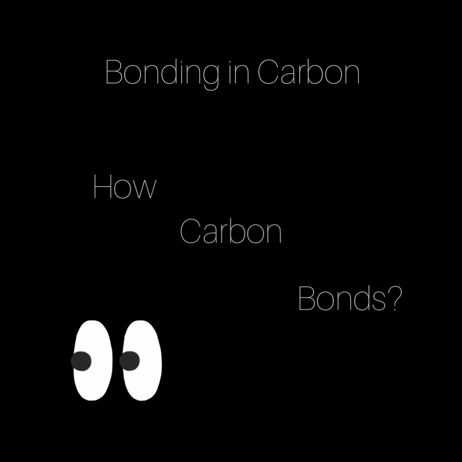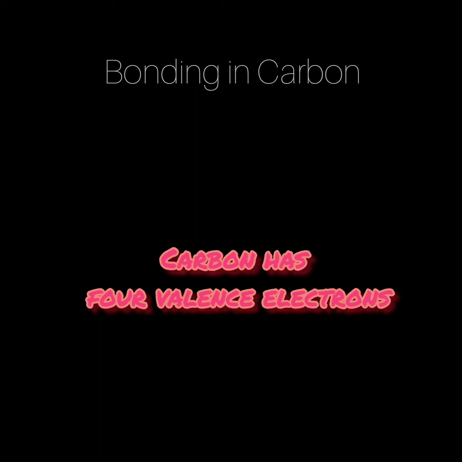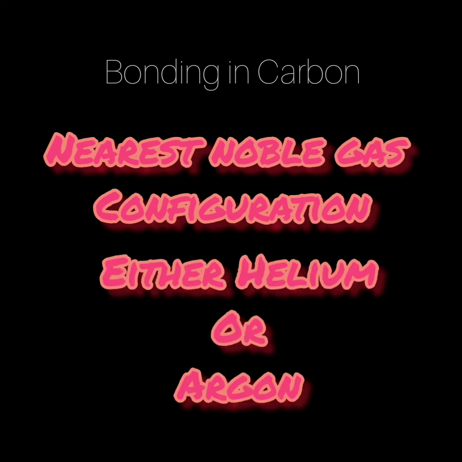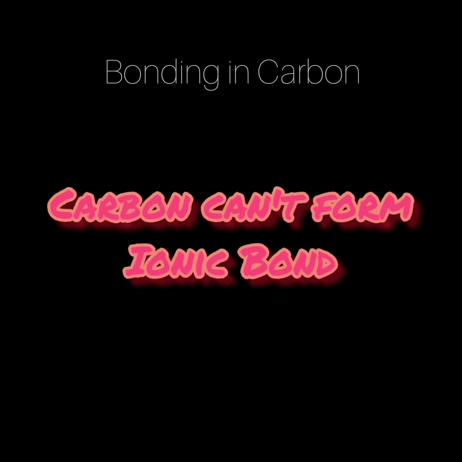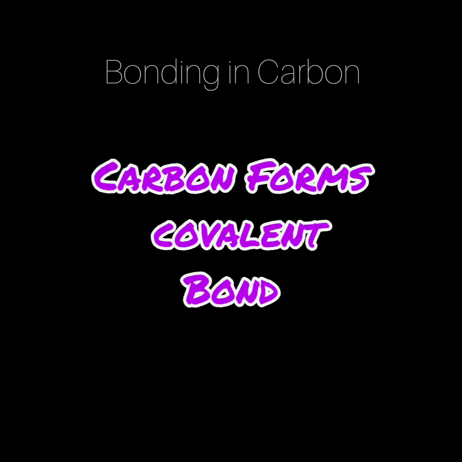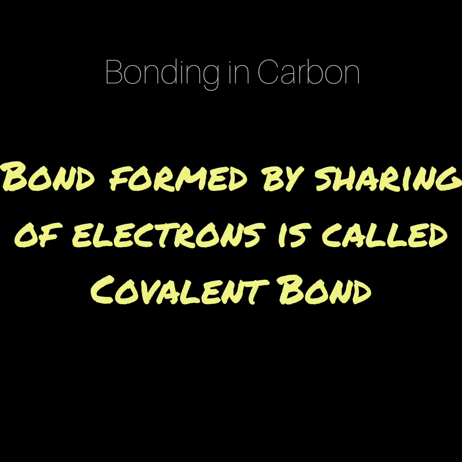Carbon has 4 electrons in its outermost shell. These 4 electrons are the valence electrons of the carbon. Carbon can either lose or gain 4 electrons in order to be in the nearest noble gas configuration. But losing or gaining 4 electrons at a time makes the carbon ion highly unstable. So the carbon cannot form ionic bonds, but carbon can share its valence electrons with other atoms, and as a result the bond which is formed by the sharing of electrons is called the covalent bond. So covalent bonding takes place in case of carbon.